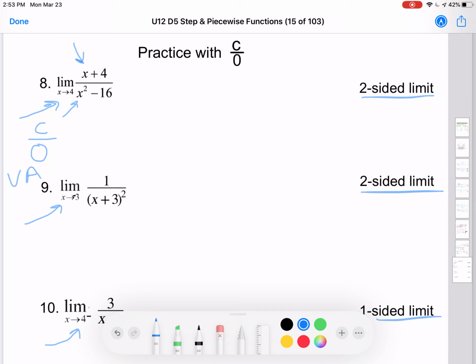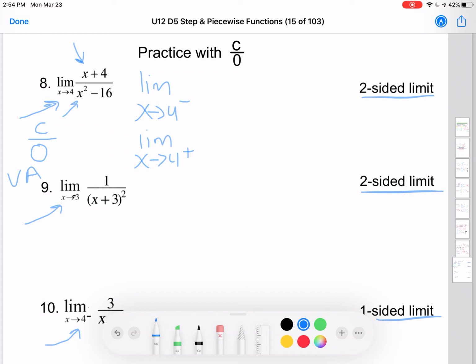I'm going to be pushed high up in the air, or I'm going to be pushed low in the air. So how do we figure it out? We approach from both sides. We take the limit as x approaches 4 from the left. We take the limit as x approaches 4 from the right.